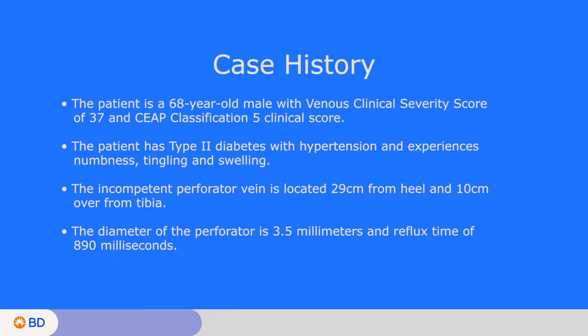The incompetent perforator vein is located 29 centimeters from the heel and 10 centimeters over from the tibia. The diameter of the perforator is 3.5 millimeters and reflux time 890 milliseconds.